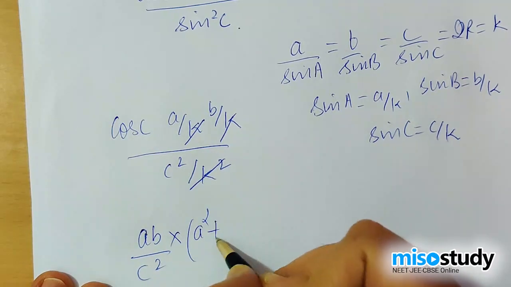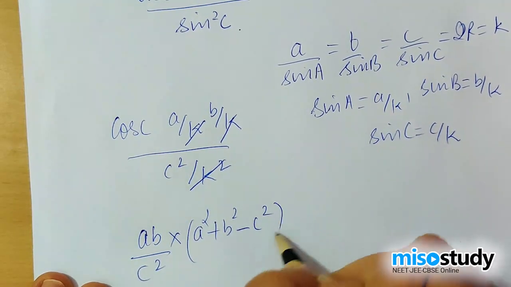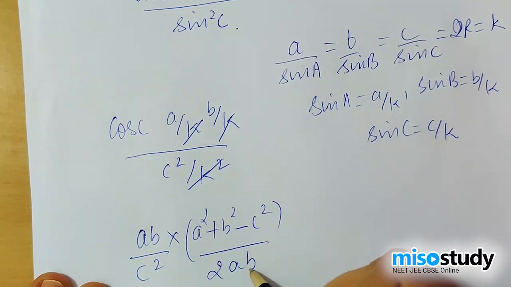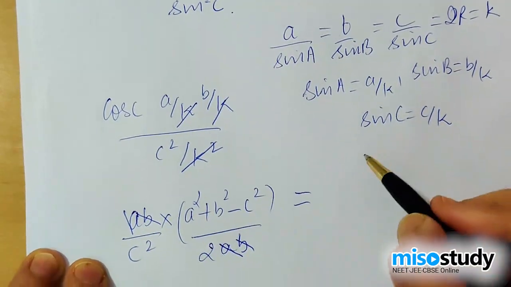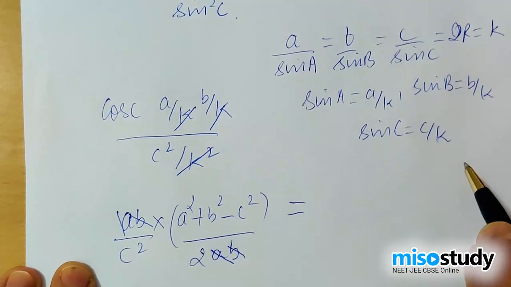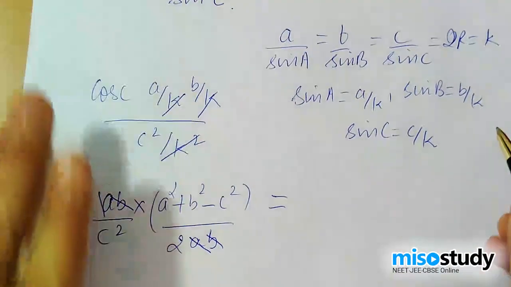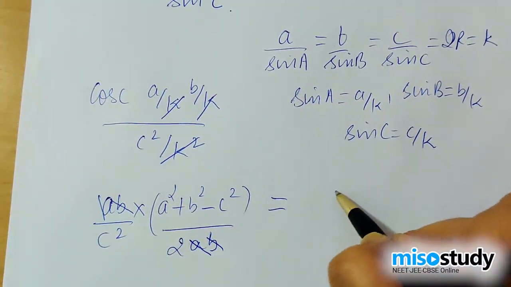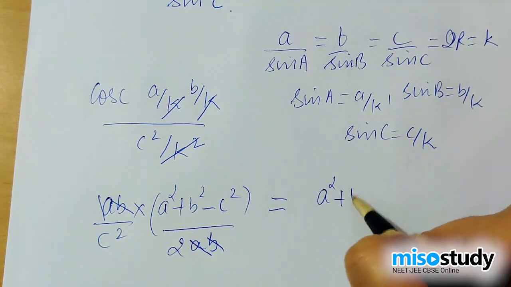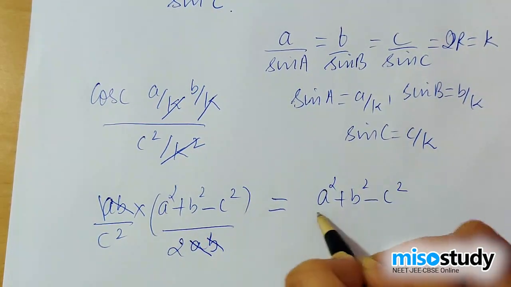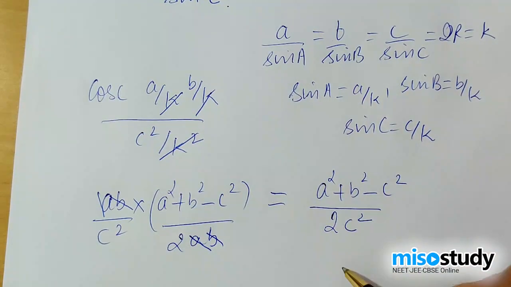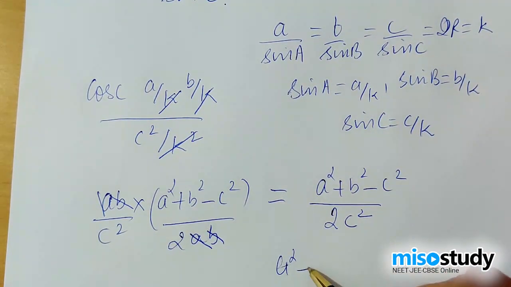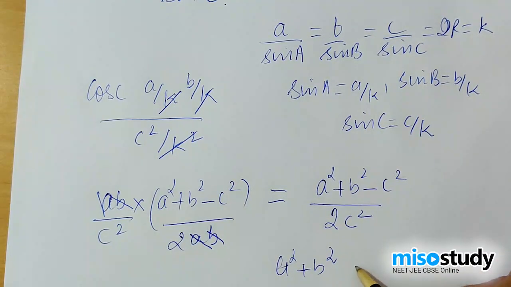It is a square plus b square minus c square upon 2ab. Again this ab will get cancelled. Alright, so I will have a square plus b square minus c square upon 2c square. Now I was given that a square plus b square is equal to 101 c square.